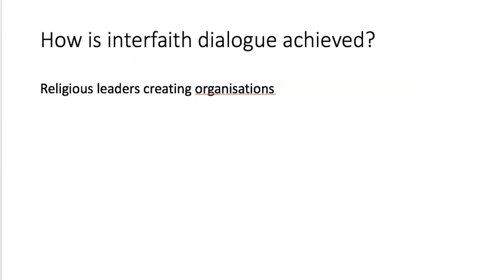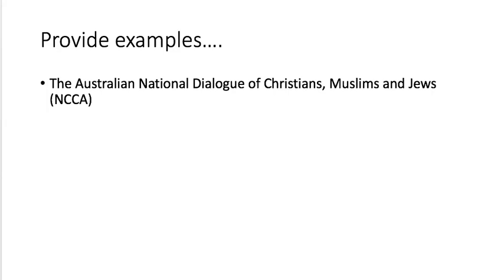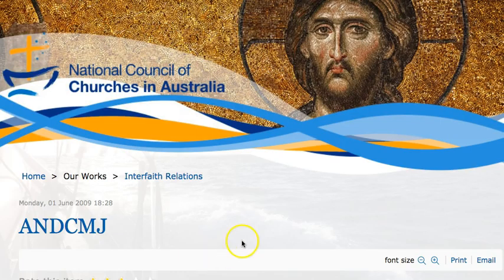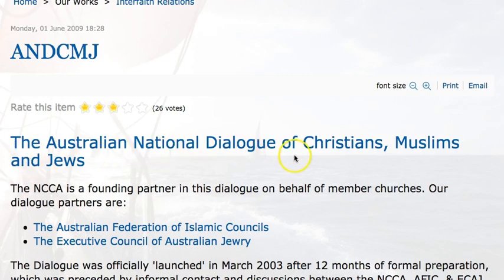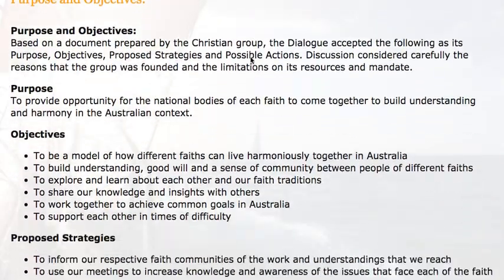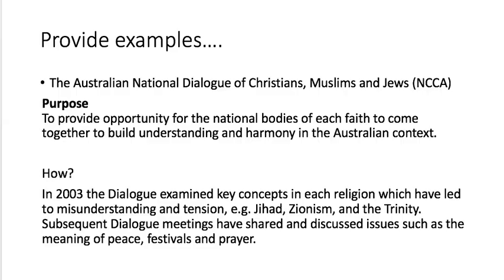So how is interfaith dialogue achieved? It's achieved predominantly through religious leaders working together through organisations. One organisation is the Australian National Dialogue of Christians, Muslims and Jews, which can be found on the NCCA website. You can scroll down and have a look at their initiatives, which provide an opportunity for national bodies of each faith to come together and build understanding and harmony in the Australian context.